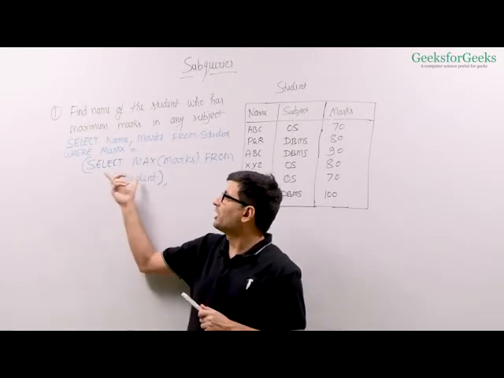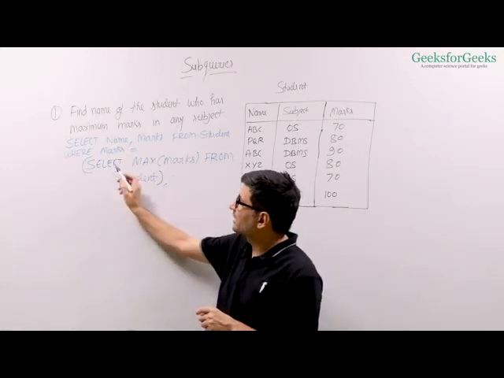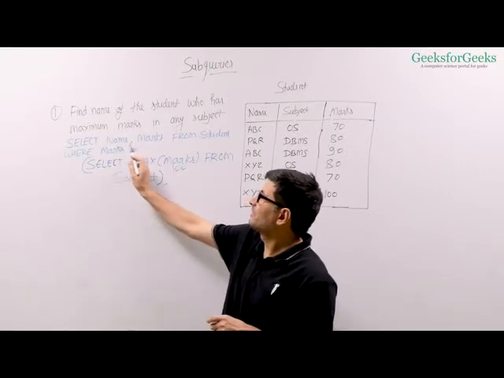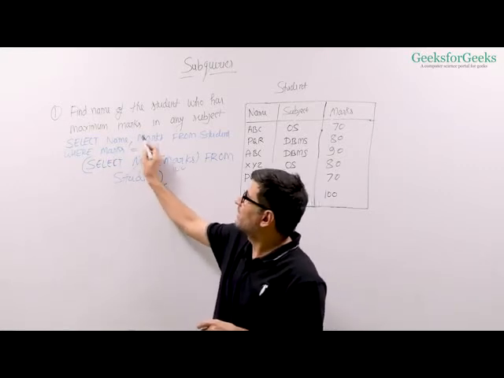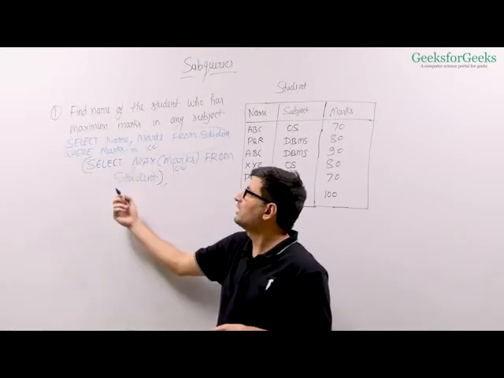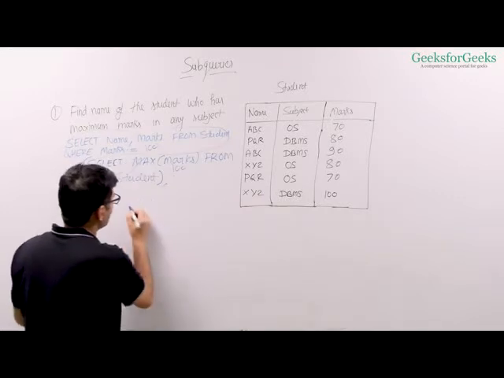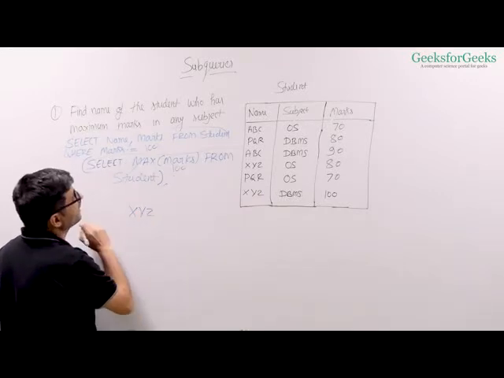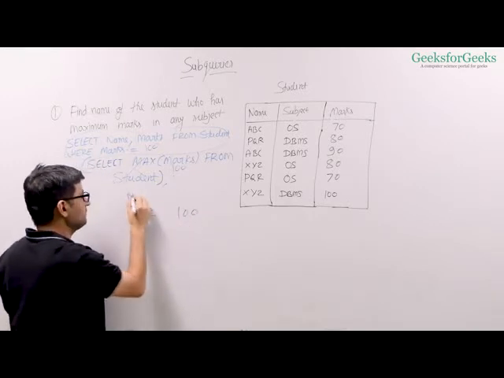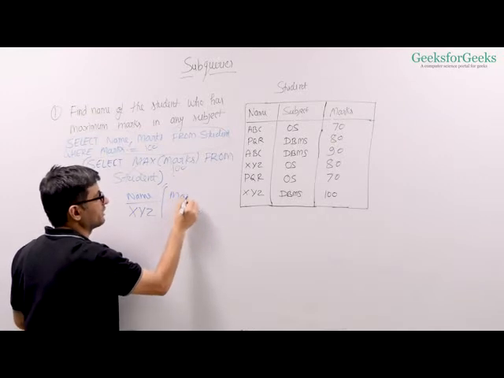Here, the inner query gives us the result 100, and then this subquery is replaced by that result 100, which is the main query becomes marks equal to 100, and then this query runs and you get the student name, which is XYZ, so you get the output as XYZ and marks as 100. So you get name and marks. That's the output of this query.